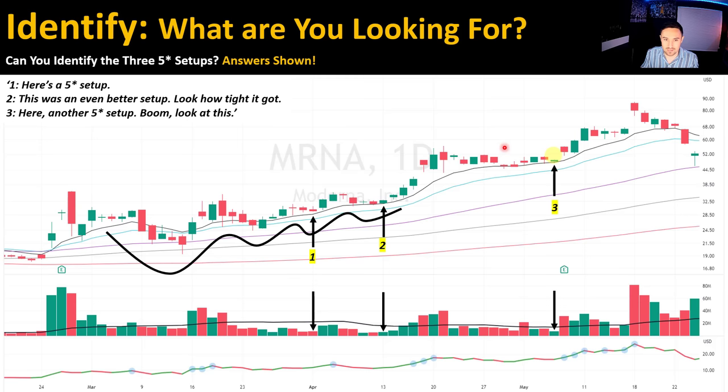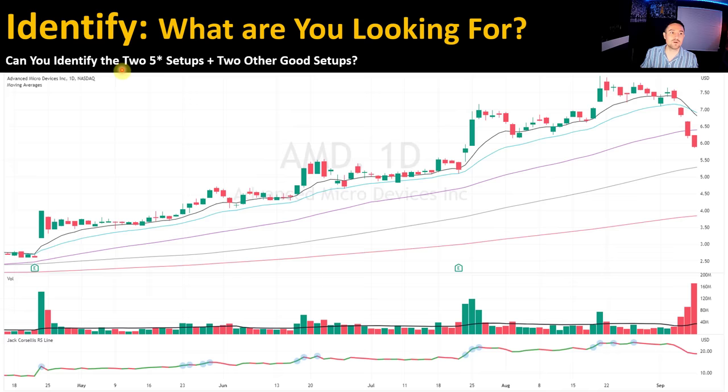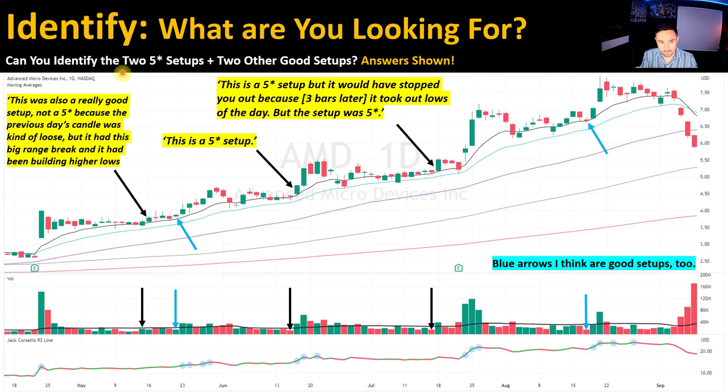Let's do another one. Can you identify the two five-star setups and two other good setups? So we're looking for two five-star setups, and then we're looking for two good setups. Three, two, one. There we go. This was a really good setup. These are Qullamaggie's quotes as he was looking at the chart.